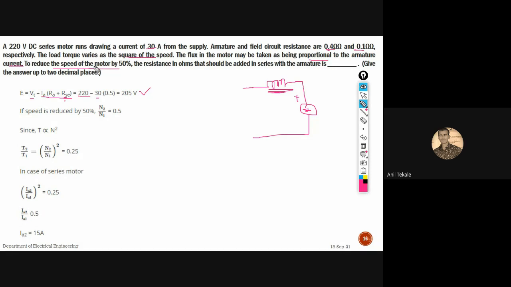Now to reduce the speed of the motor by 50% means your N2, suppose your N1 is equal to 1, then your N2 will become 0.5 into N1. Am I right? Am I right or wrong?